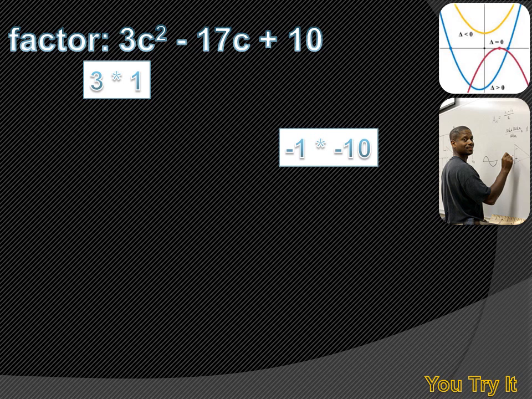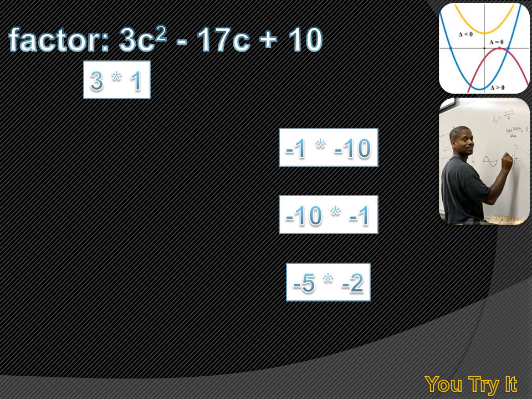Now it could be minus 1 times minus 10, or it could be minus 10 times minus 1, or it could be minus 5 times minus 2, or minus 2 times minus 5. Now let's try all these combinations and see what we get for the b term.